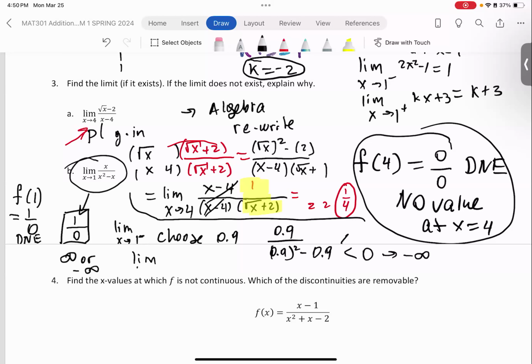And then on the other side, if you approach 1 from the right side, you choose something positive. I mean, something on the right side. So that would be 1.1 divided by 1.1 squared minus 1.1. And that would also be positive. I mean, here's positive infinity. So you get a vertical asymptote at x equals 1.